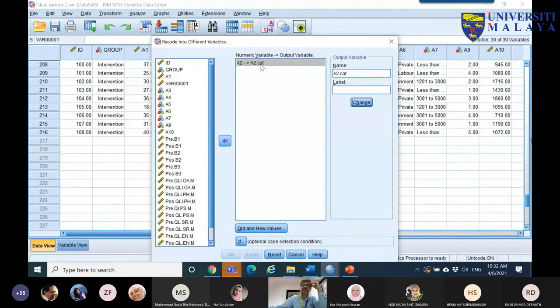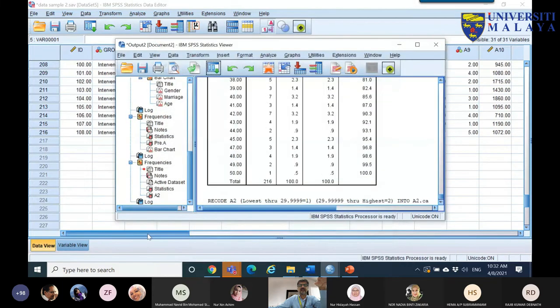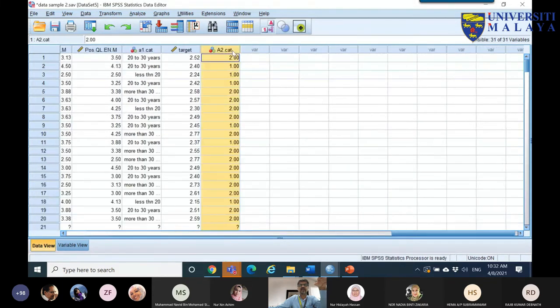I can convert A2 to another variable with all new values. Under the new values, you define, for example, less than 30, like 29.999, as 1, which I just consider low. And 30 and above, I just consider as 2. If I click OK, then at the end of my data, I have the A2 cat, right?